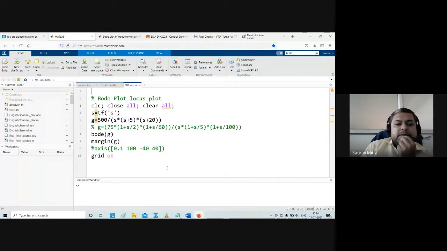Anyway, 5 and 20 are the two corner frequencies. Initially, for 1 by s, there will be a -20 dB per decade slope. At 5 radian per second, there will be a -20 dB per decade slope, and at 20 radian per second, there also will be a -20 dB per decade slope. So what is the first step when you are solving it?